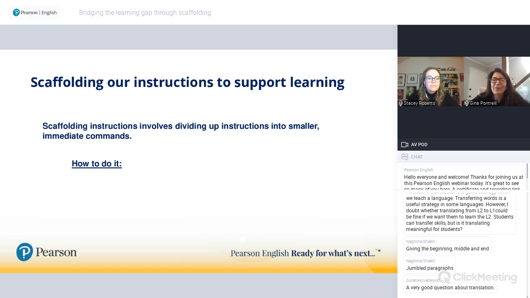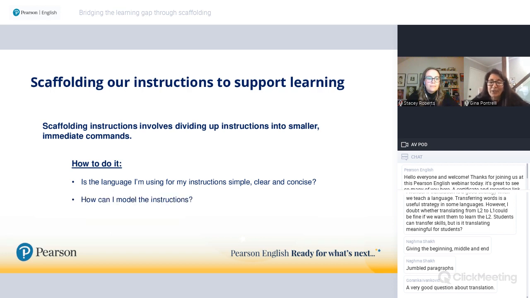So you want to ask yourself, is the language I'm using for my instructions simple, clear, and concise? Do my instructions point students to one immediate step and action rather than multiple actions and longer sequences? How can I model the instructions, and how will I ensure that students understand them? How will I deliver the instructions? Who will students need to work with? Will grouping arrangements be part of the instructions? What problems, barriers, or challenges might students have with these instructions? How can I anticipate this and prepare to provide support?